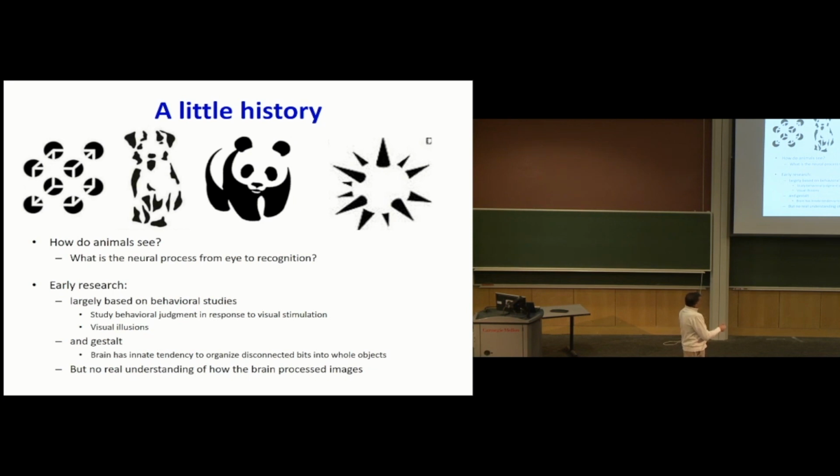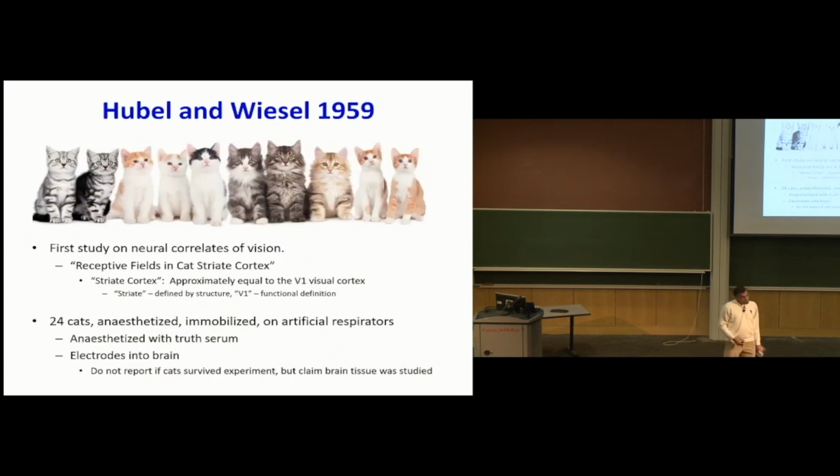The brain has an innate tendency to organize disconnected bits into whole objects. And a lot of the early research on human vision or animal vision was based on such behavioral studies. What are the kinds of illusions that we can cause? And how do animals and people interpret visual scenes? But there was no real understanding of how the brain processed the actual images that came in. So the first real work on this was reported by Hubel and Wiesel in 1959 in this very nice paper called Receptive Fields in the Cat Striate Cortex.